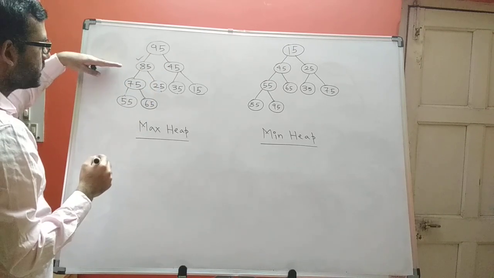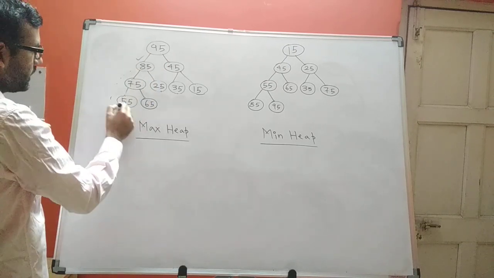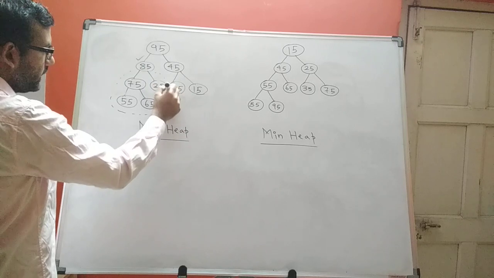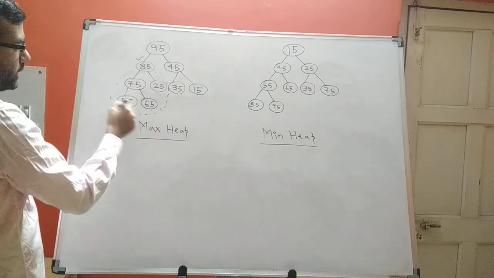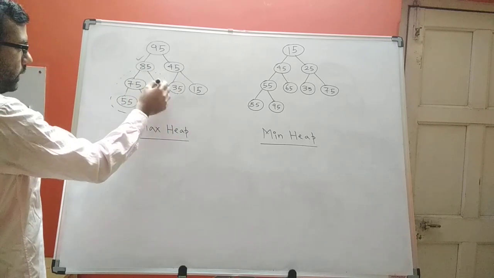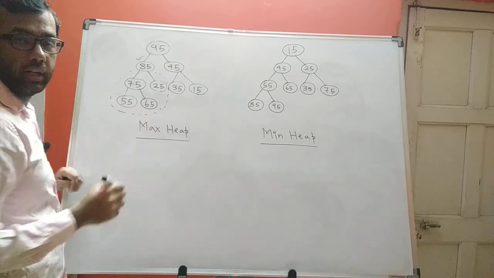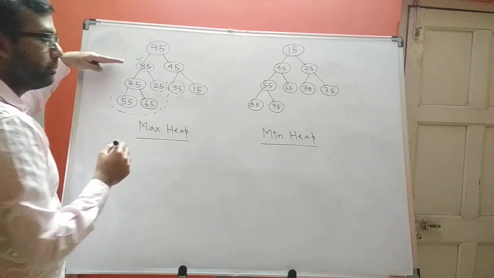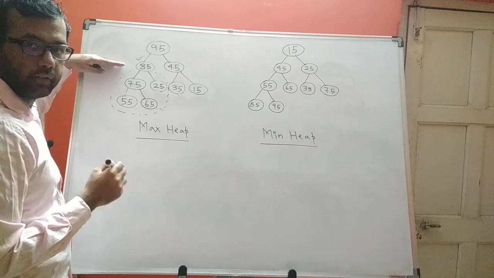What are the descendants of 85? The descendants of 85 are these. All these descendants that you find, 75, 25, 55, 65, all of them are lesser than 85. So the max heap property is followed for 85 as well.